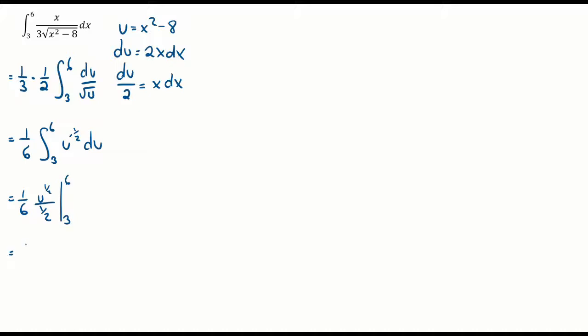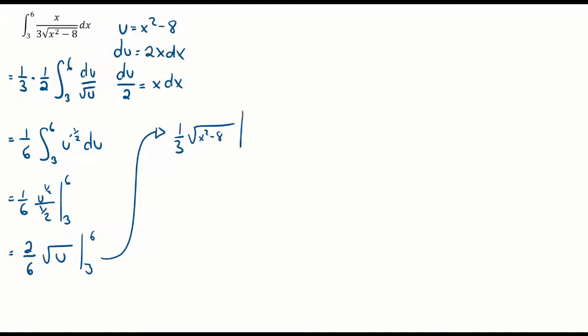If I divide by 1/2, that's the same as multiplying by 2, so I have a 2 up top there. And then I have the square root of u from 3 to 6. And now I plug back in my u and simplify the 2 over 6, so I have 1/3 times the square root of x squared minus 8, evaluated from 3 to 6.